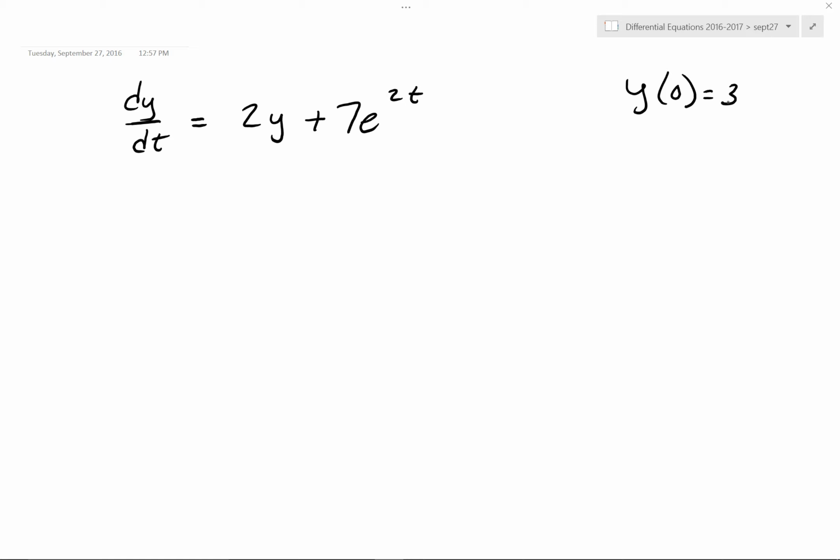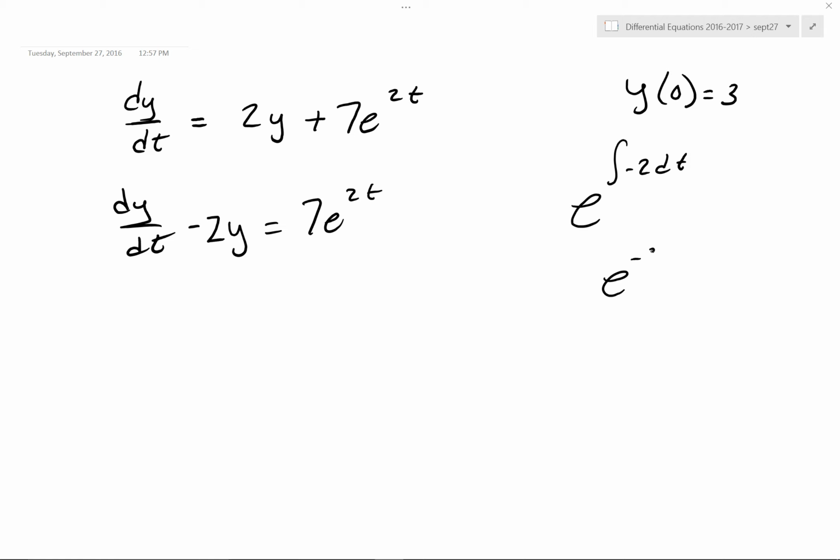Okay? So, again, the one with the y on it gets moved to the other side. Minus 2y equals 7e to the 2t. And again, our integrating factor is e to the integral of negative 2 dt, which again is this fellow here, which is why it looks the same as it did last time. Now, it's important to note right here that in a minute, it's going to look like this e to the 2t is going away. It will be back, I promise.